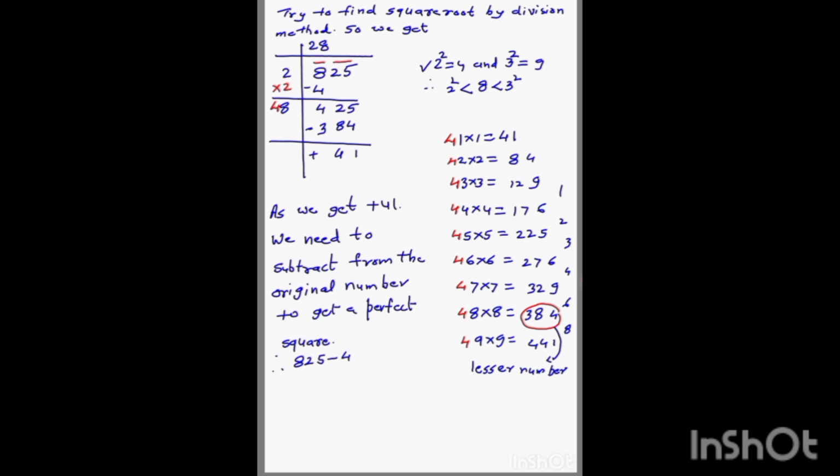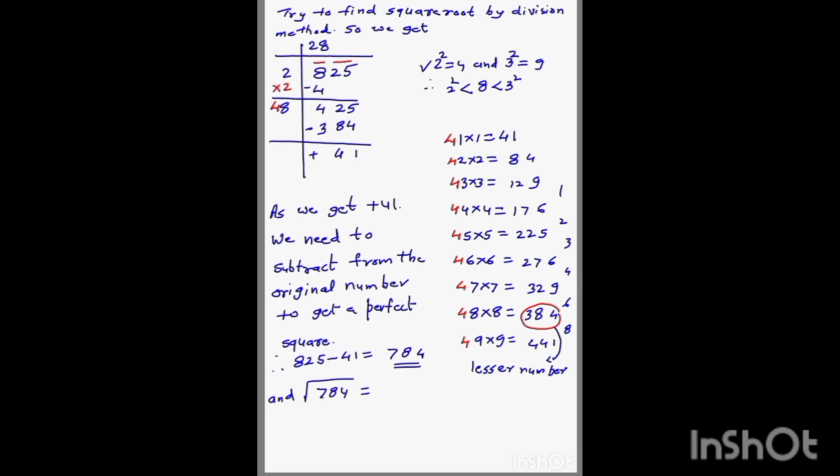That is the idea behind this very nice method. 825 minus 41 is 784. So 784 is the perfect square, and you have to answer twice, that is, two answers.